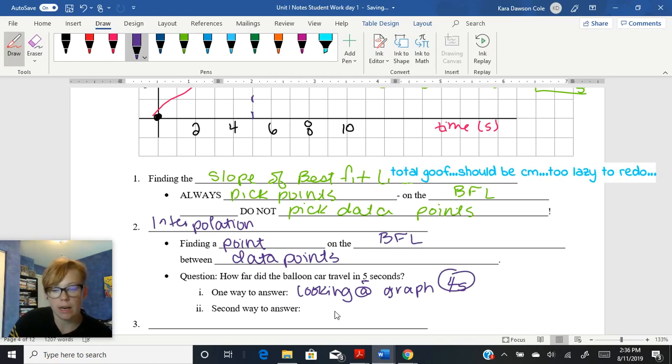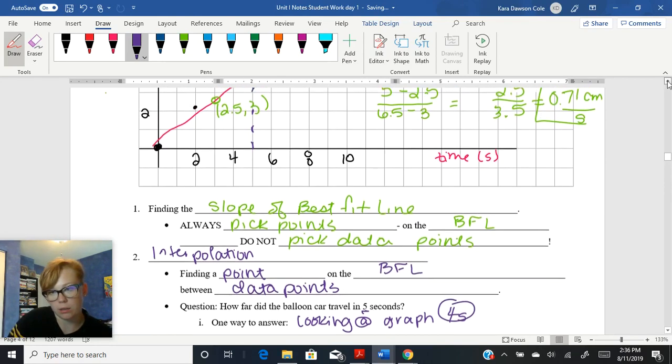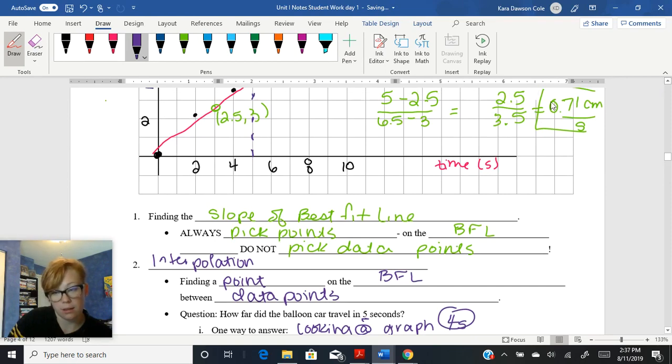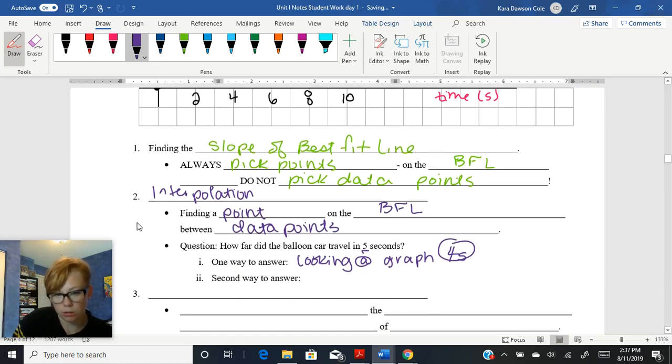The second way that I can do it is by using the slope, right? Because I've got 0.71 centimeters per second. This is a ratio. So I can take my time and multiply it by that number, and that's going to give me a number that would be close to my answer there. So I could use the slope.